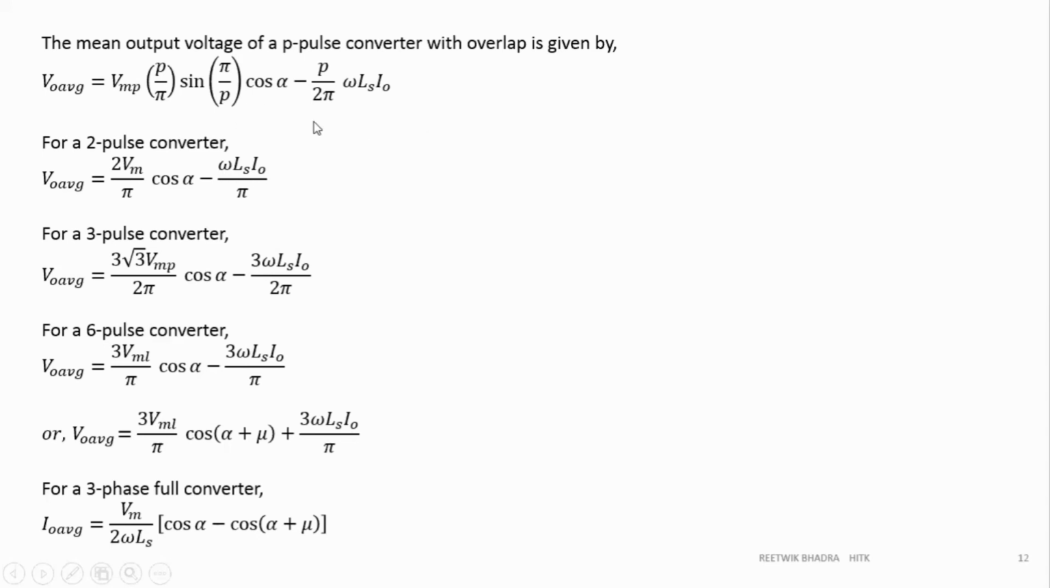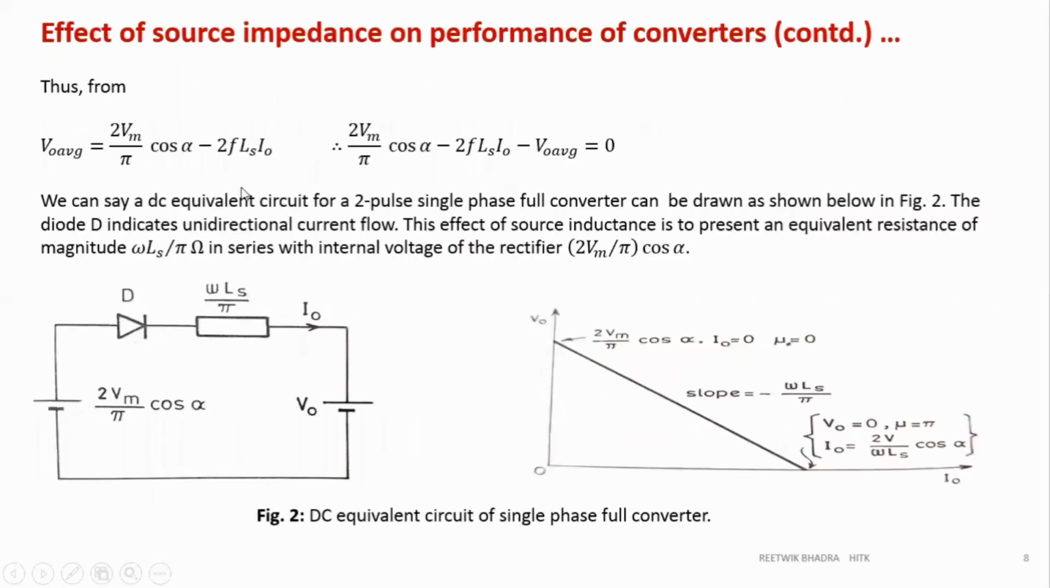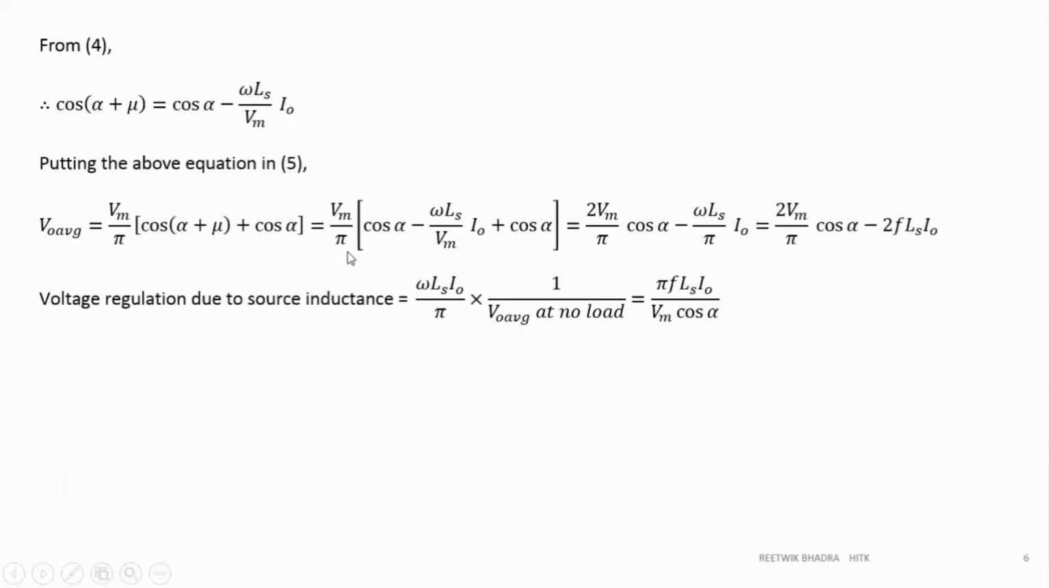For a 2 pulse converter, which we had studied, just your full converter, you see what will be V naught average. Put P equal to 2 to calculate the value. So you will get 2 Vm by pi cos alpha minus omega Ls I naught by pi. Just check what we have got over here. V naught average is equal to 2 Vm by pi cos alpha minus 2 f Ls I naught, written in terms of f. Let's see in terms of omega: minus omega Ls I naught by pi. So this was our actual equation.